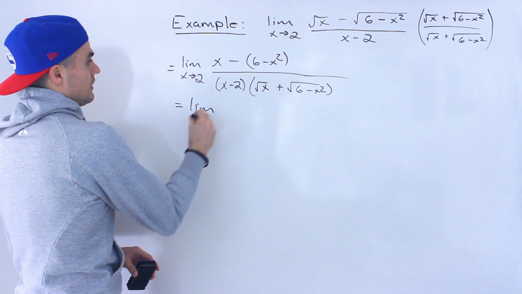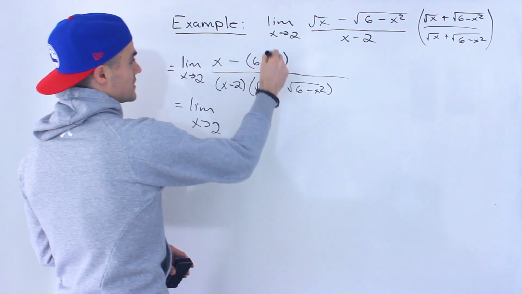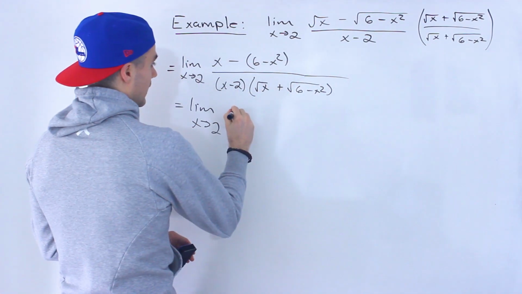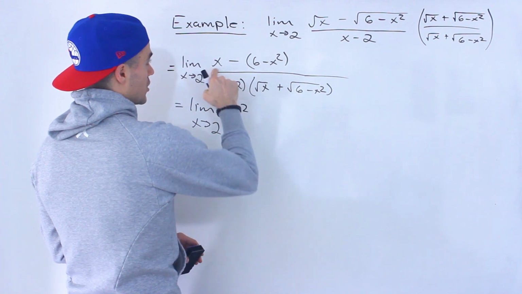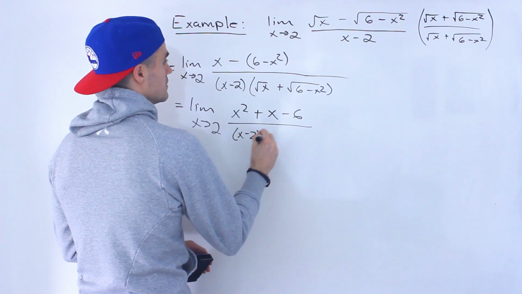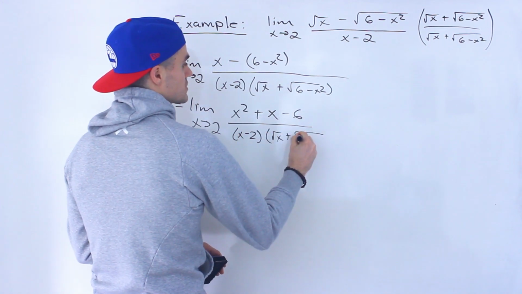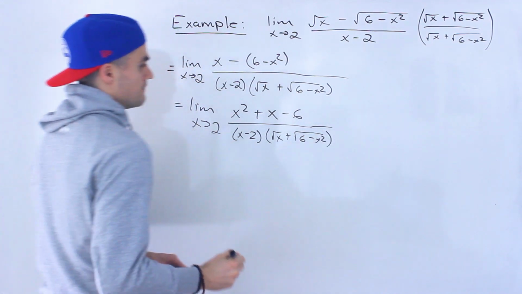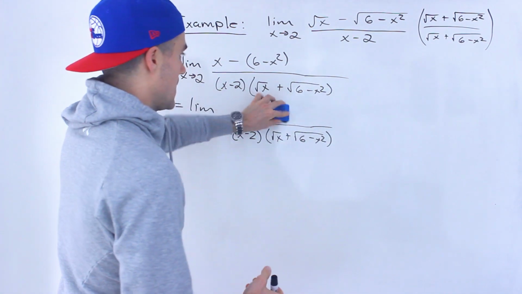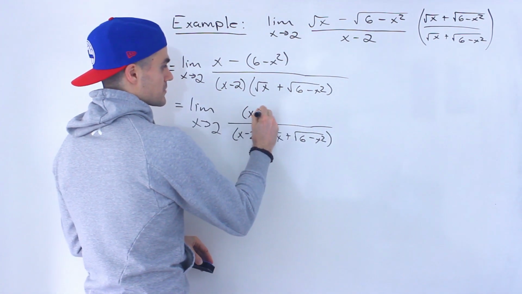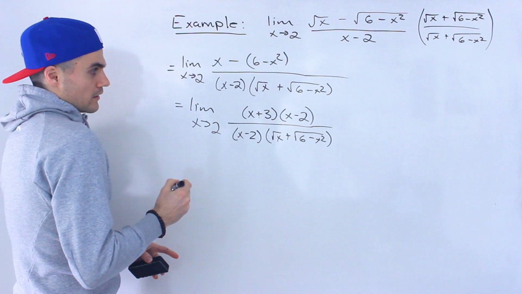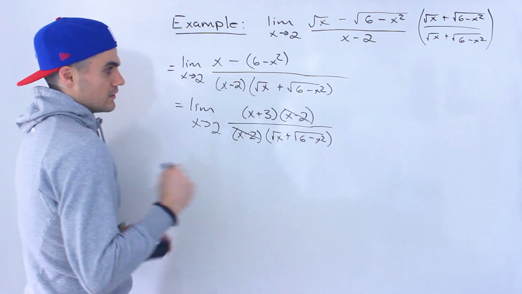And so what's going to happen here is when we distribute, notice I'll have a minus 6 and then a plus x squared, and then if we rearrange it in a proper quadratic, we'll have x squared plus x minus 6 over x minus 2 times root x plus root 6 minus x squared, like that. And then the next line, what you could do is factor that numerator, which would factor into x plus 3 times x minus 2. I'm just going to do it up here to save some room. And then notice that the x minus 2's would cancel out.